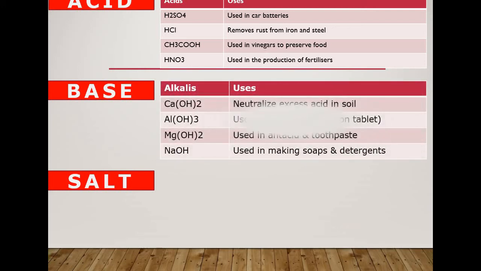Bases. Ca(OH)2, calcium hydroxide, neutralizes excess acid in soil. Second, Al(OH)3, used in antacid tablet. Magnesium hydroxide used in antacid and toothpaste. Sodium hydroxide used in making soaps and detergents.